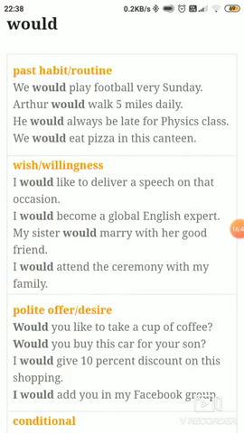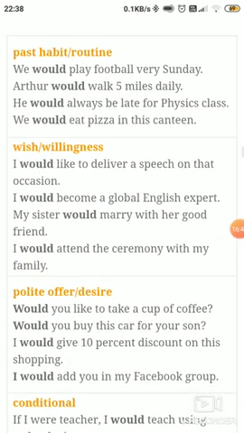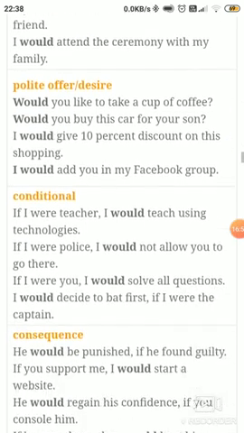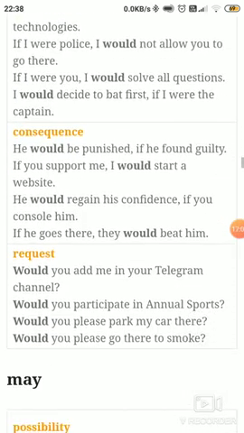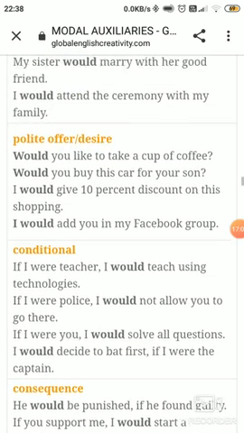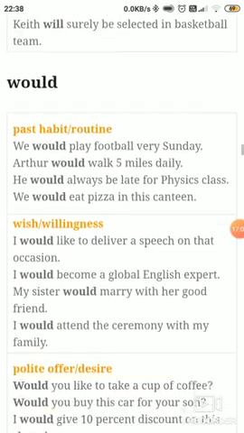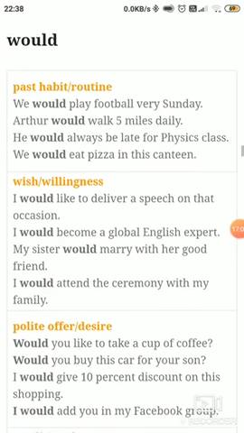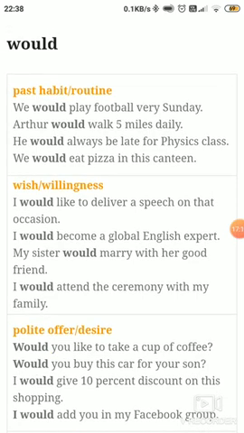Now the next word is would. Past habit or routine. Wish or willingness. Polite offer or desire. Conditional. Consequence. Request. 1, 2, 3, 4, 5, 6. Would is utilized in 6 different situations under the category of modal auxiliary. Let's have a look at the first situation, children.